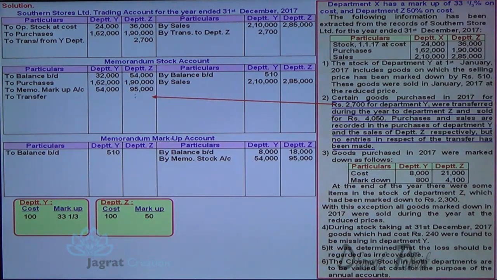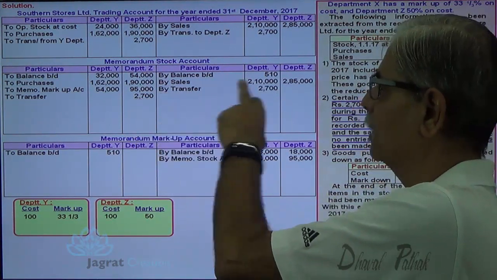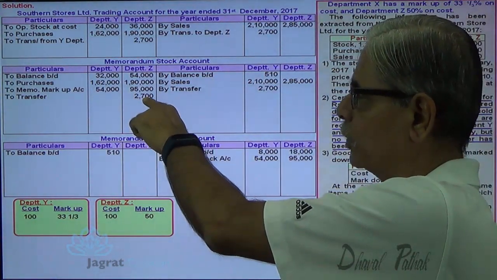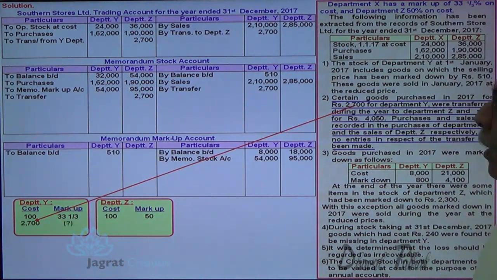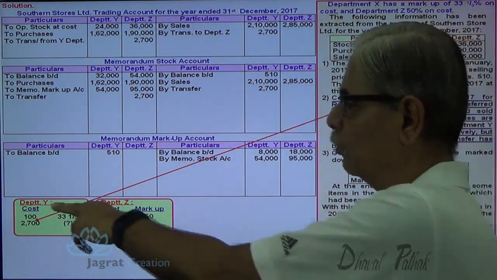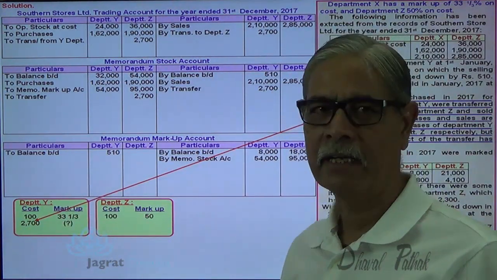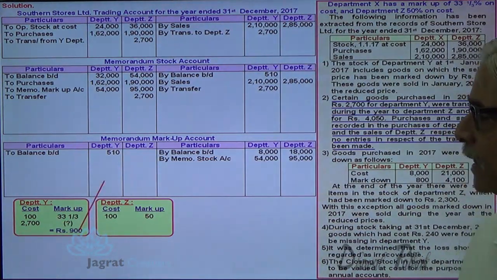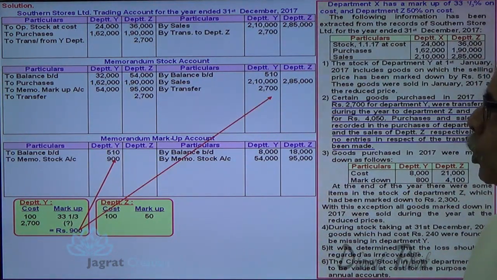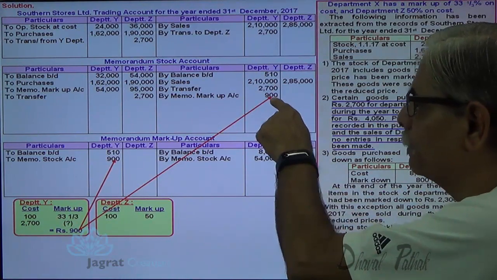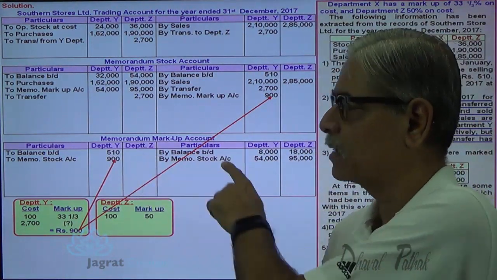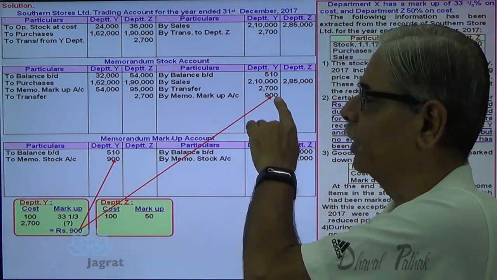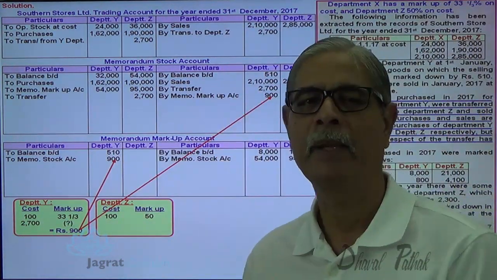So Z is the receiver, Y is the giver. Now this is at cost, this is also cost. This cost you can't write. You have to do markup. So here also you have to do markup. So 100 is to 33 and 1/3. How much for 2,700? 900 is the markup. So this 2,700 plus markup, and markup is also debited, adjusted. So this is an adjustment account. Here the profit load is added. Here the adjustment is made, 900.